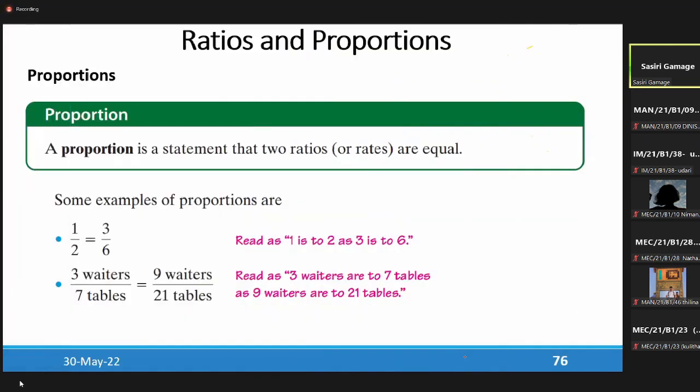What's a proportion? Proportion means simply the අනුපාතය. The Sinhala word for ratio is almost the same, but there's a small difference. A proportion is a statement that two ratios are equal.